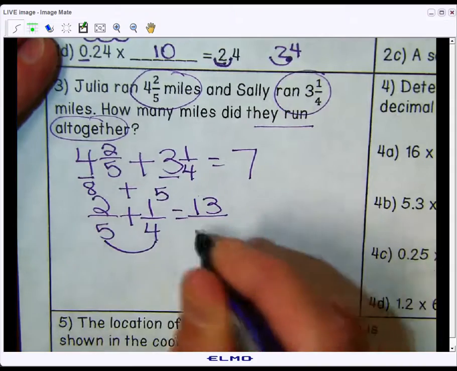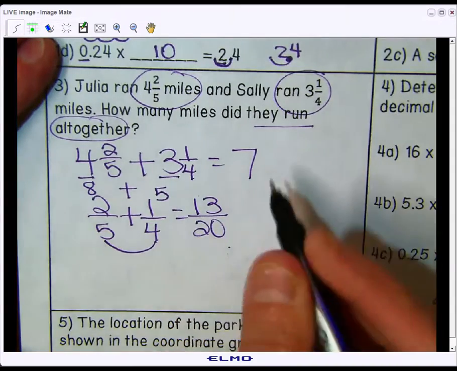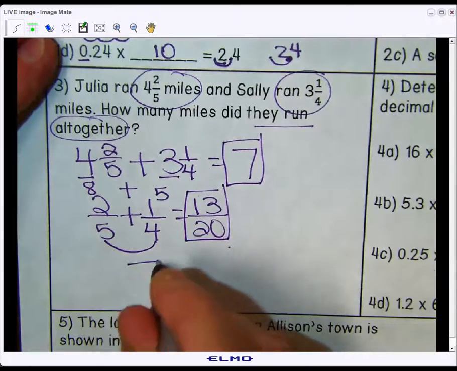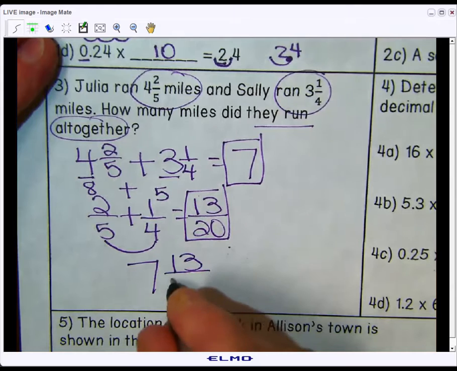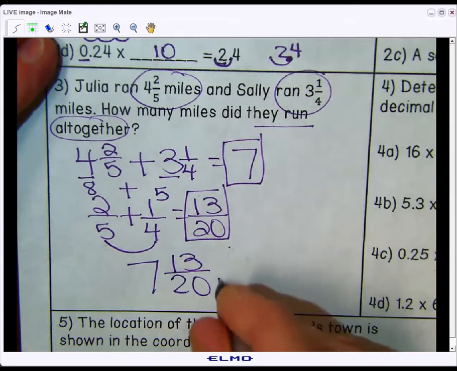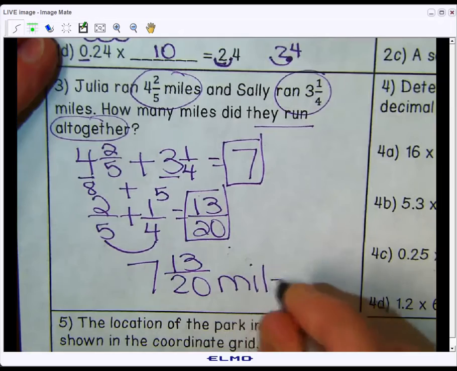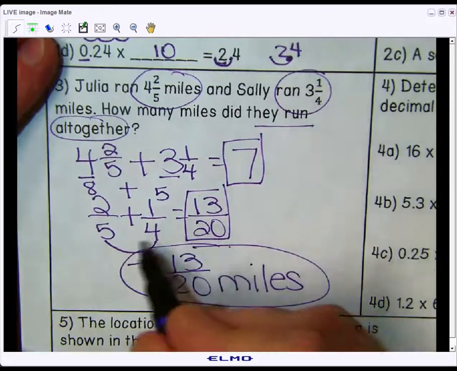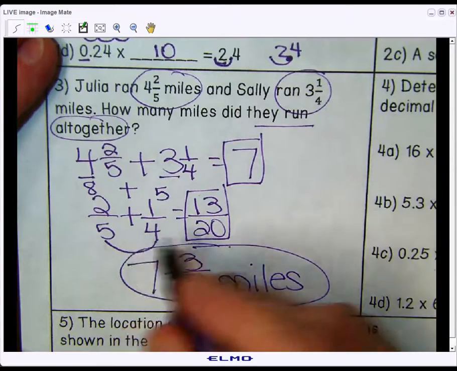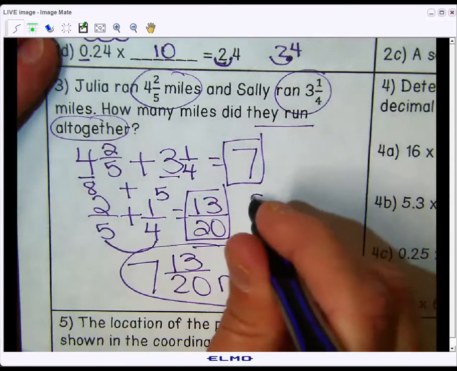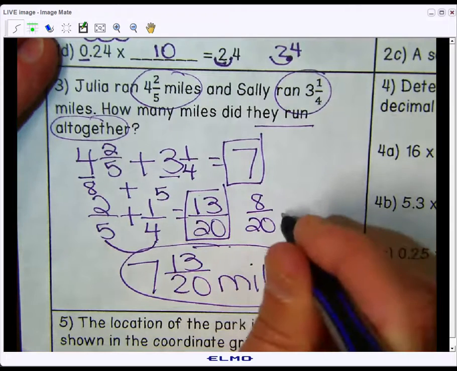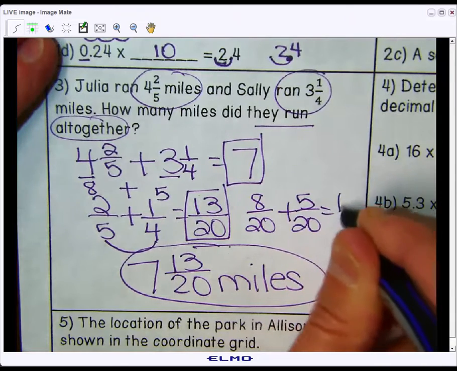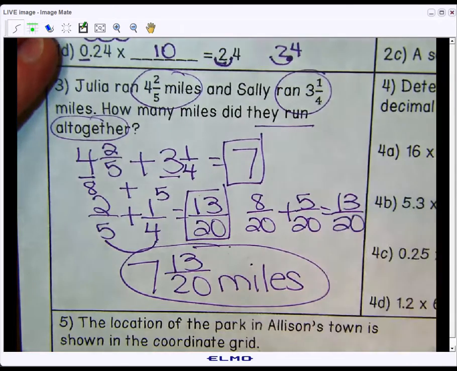And then 5 times 4 is 20. So then we have to include the whole number and the fraction. So together they ran 7 and 13/20 miles. And if you found a common denominator, you could use 20ths. So we know that this would be 8/20 plus 5/20, which would equal 13/20. It's just the same.